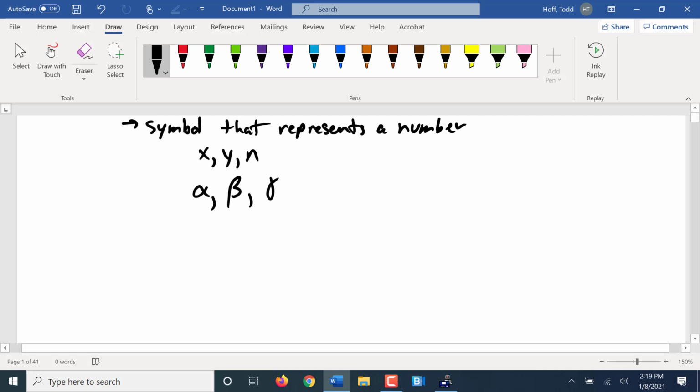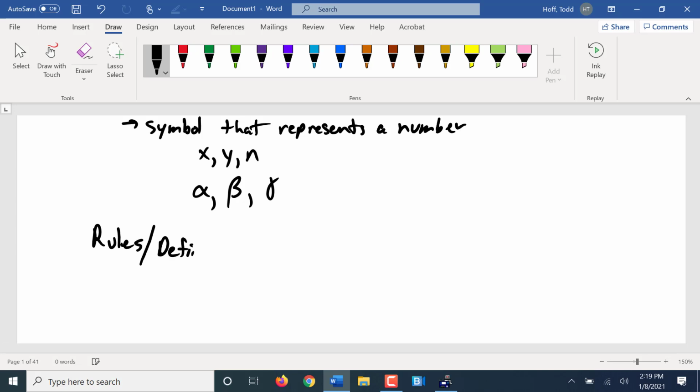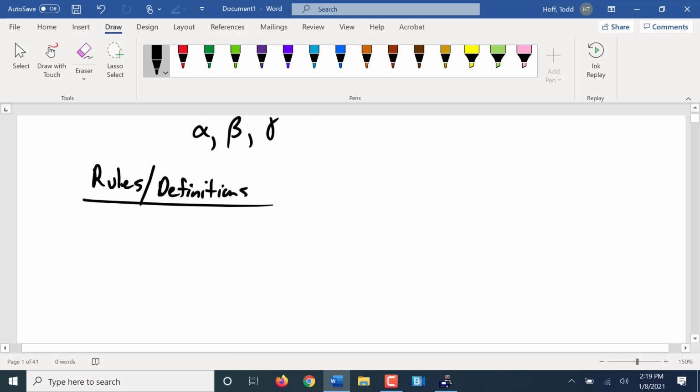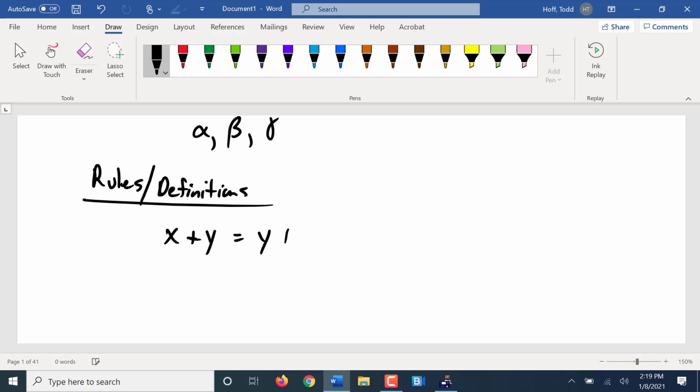The uses or applications of variables. We can use variables for rules or definitions. Well, what does this mean? I could have something like x plus y equals y plus x. That's a rule stating that if I have two numbers and I'm adding them, it doesn't matter what order I add them. Somebody give me a random number for x. 7, okay? How about for y? 12, perfect.